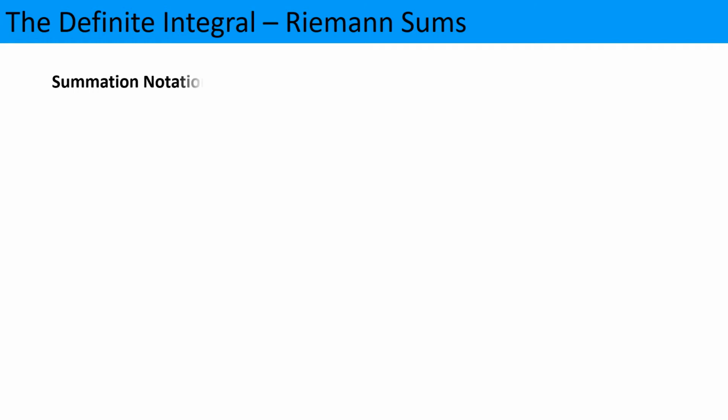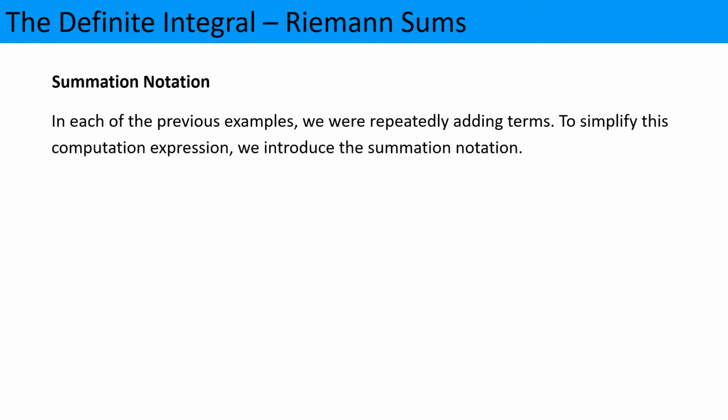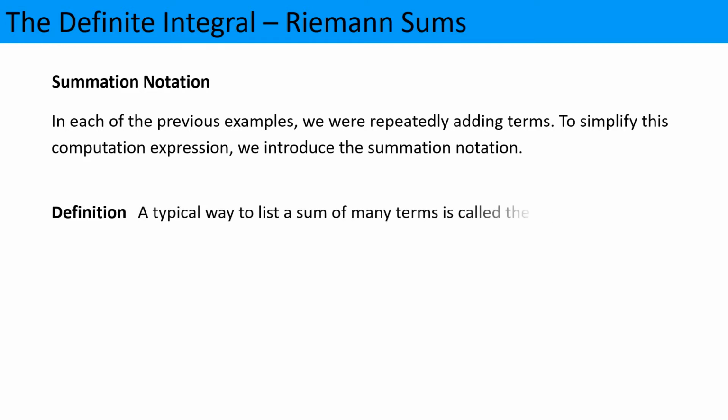Summation notation. In each of the previous examples, we were repeatedly adding terms. To simplify this computation expression, we introduce the summation notation. Let's go to the formal definition. A typical way to list a sum of many terms is called the sigma or summation notation.